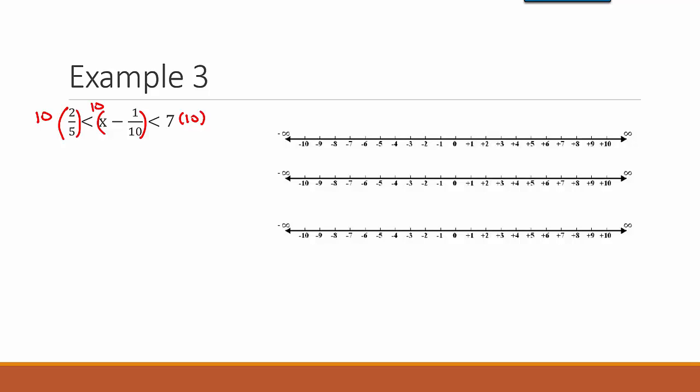So 10 times 2/5. Remember, that's the same thing as 10 over 1. So 5 goes into 10 2 times. That gives me 2 times the 2 that's already up there. Have to use my distributive property here because of that minus there. 10 times x is 10x. 10 times 1/10. 10 will go into 10 one time. And I already have a 1 up there, so 1 times 1. And 7 times 10 is 70. Okay, so let's clean up that multiplication.